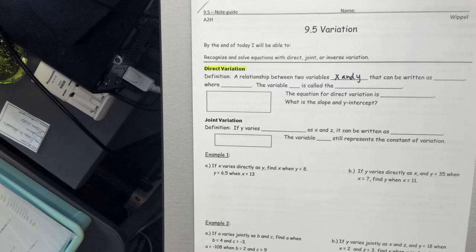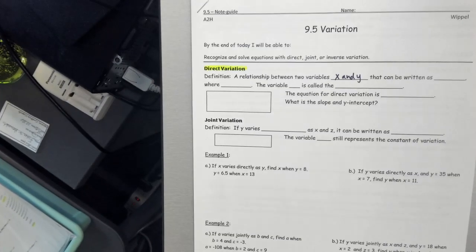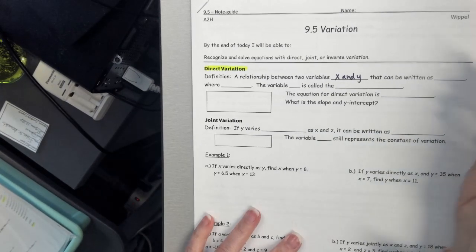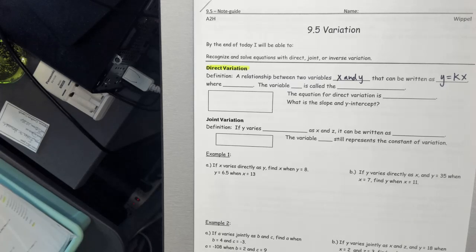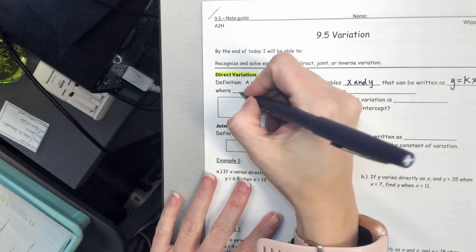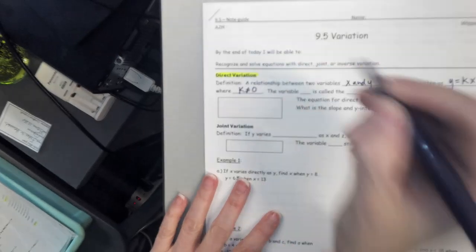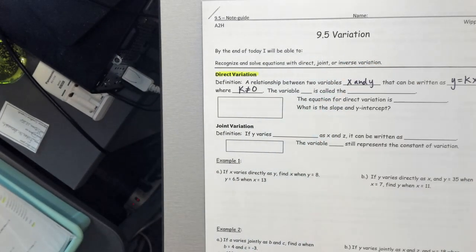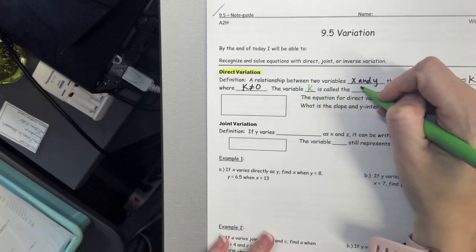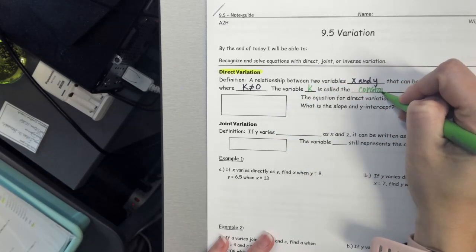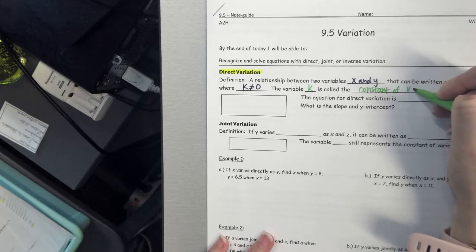Okay, so direct variation is a relationship between variables x and y that can be written as this equation: y equals kx, or k times x, where k cannot be equal to 0, and the variable k is called the constant of variation.